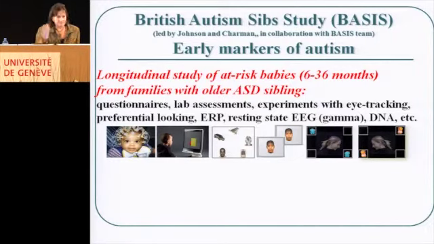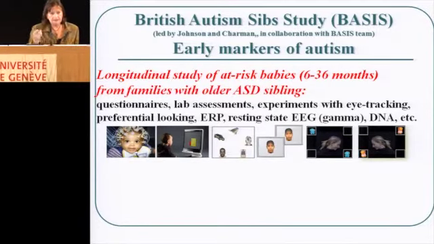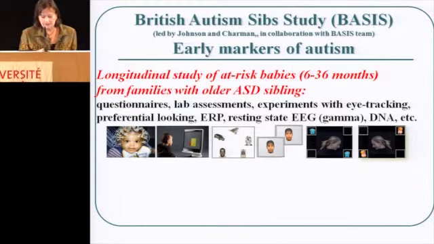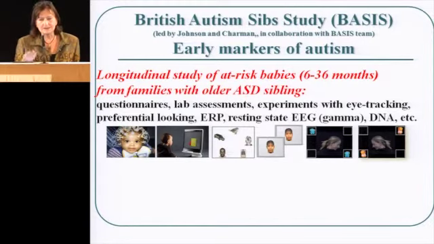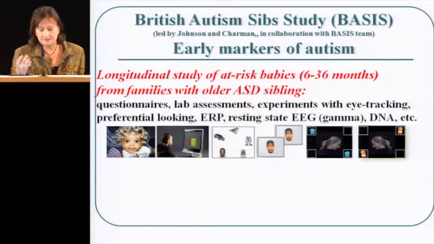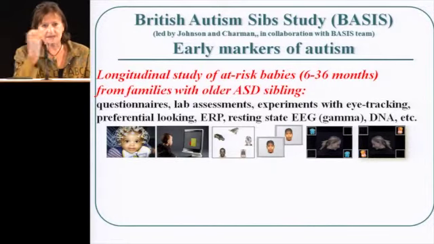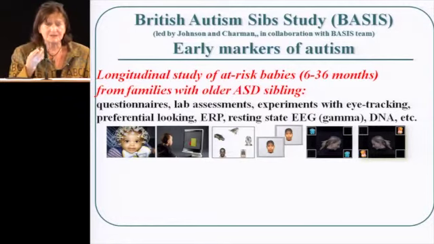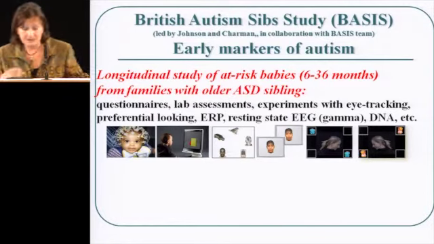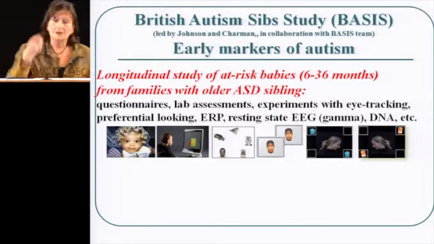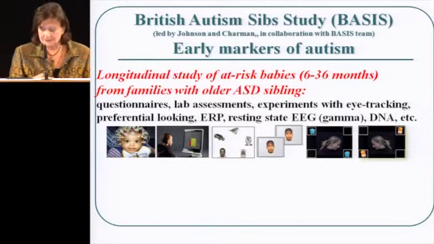And we're looking at family questionnaires, lab assessments of all sorts of different experiments, eye tracking, preferential looking experiments like the ones I showed you for number, event-related potentials, looking at the brain. We also look at resting state electroencephalography in order to look at the gamma band activity, which is to do with binding of features, because we're interested in how that takes place early on. We take DNA samples, et cetera.